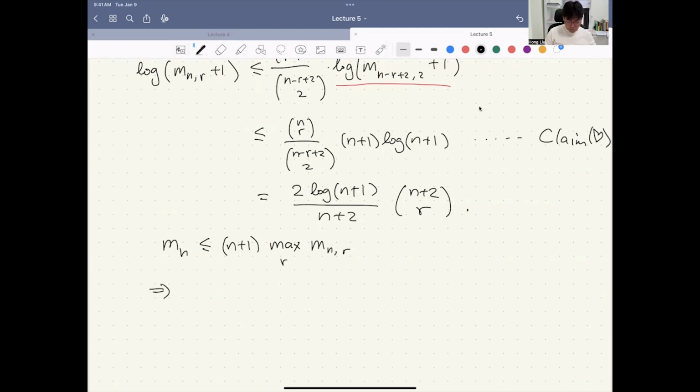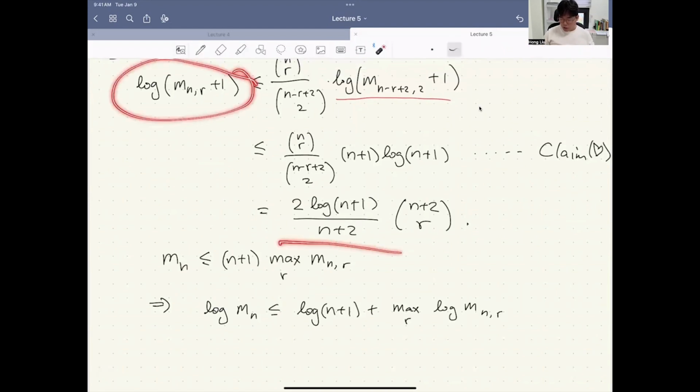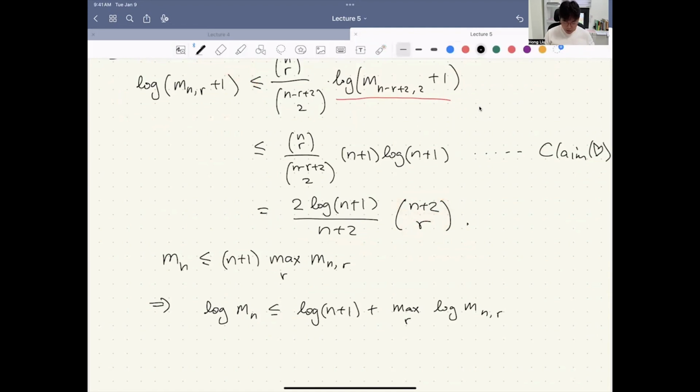We get log Mn is at most log (m plus 1) plus max over r of log Mnr. Log Mnr, we have a bound here. Just plug it in there. But this is maximized when r is half of that. So this is at most log (m plus 1) plus 2 log (m plus 1) over (m plus 2), choose (m plus 2) over 2.